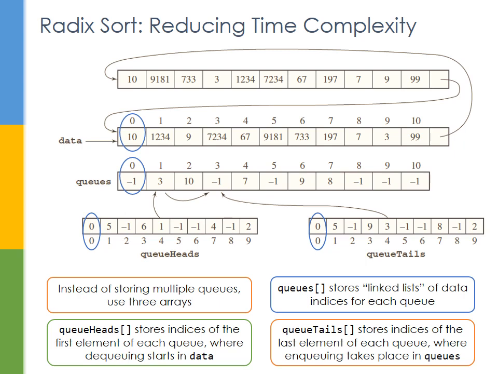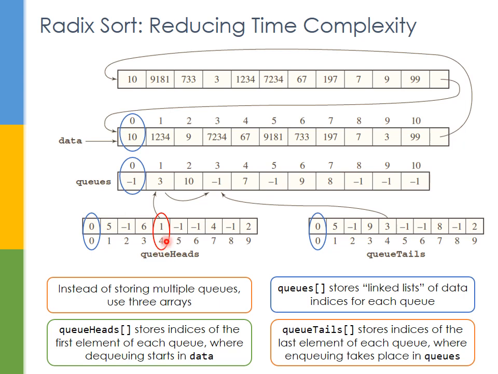Here again we're working at subscript 0, and the value stored there is 0, which means that the tail of the queue is located at subscript 0 within the data array, meaning that the last element is also the same as the first element, which is 10. This will be the location where enqueuing takes place if we add another element to the queue for the digit 0. So let's look at another queue.